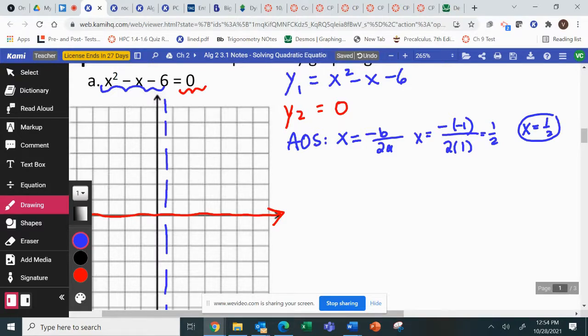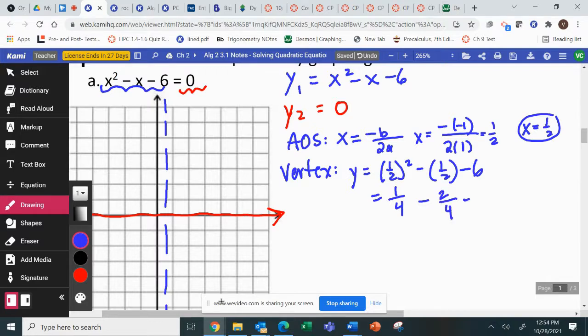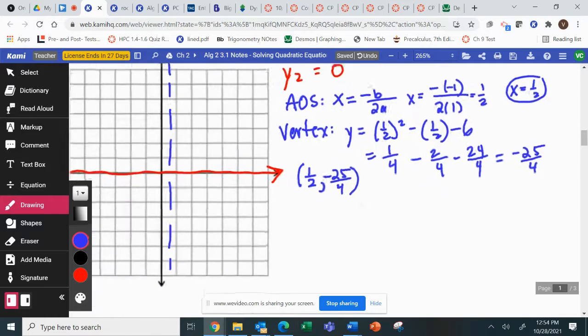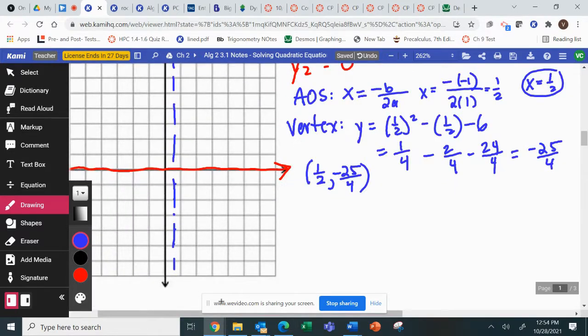What do we find after the axis of symmetry? The vertex. To find the vertex, we plug in the axis of symmetry. So we get 1/2 squared minus 1/2 minus 6. It's going to give me 1/4 minus 1/2, which is 2/4. Sorry, I'm skipping steps and going straight to finding common denominators. Minus 6, which is 24/4. So I get negative 25/4. Negative 25/4 is negative 6 1/4. So there's our vertex. Make it a little bit closer to the 1/4. There we go.